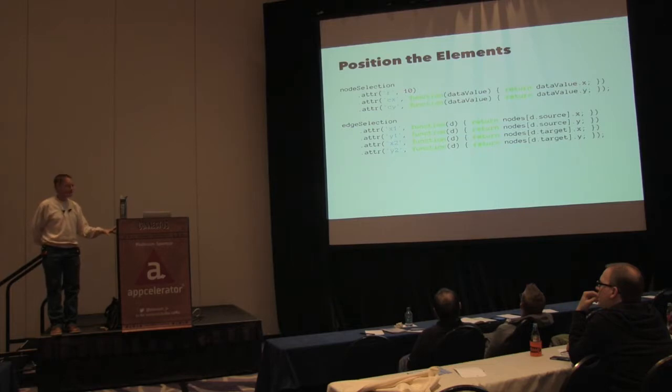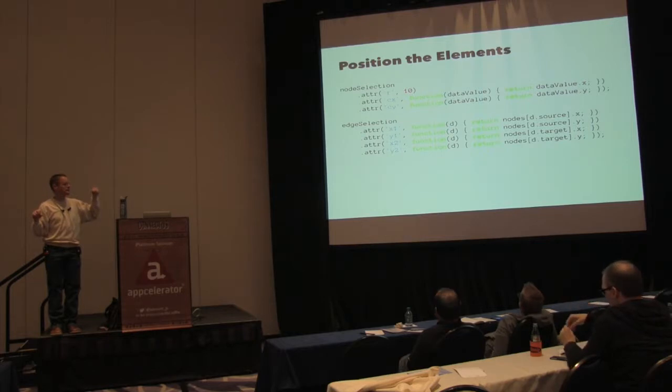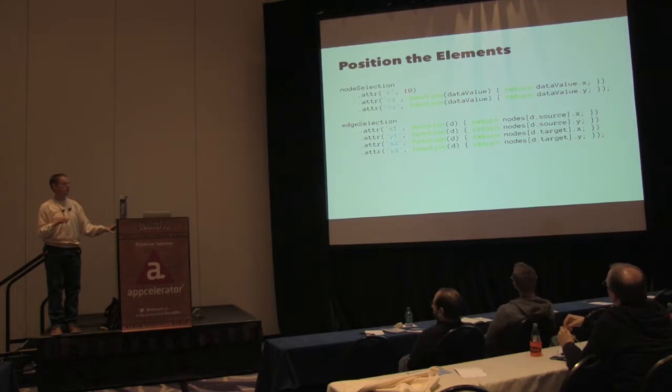Similarly, for the edges, we need to position the X1, Y1, and X2, Y2 of each edge. And we're just going to put each edge right at the center of the corresponding nodes. And D3, when we set up the edges, we provided the index of the source and target nodes, so we can access our nodes array using that index and then get the X and Y properties that correspond to that node and use those to position the edge.